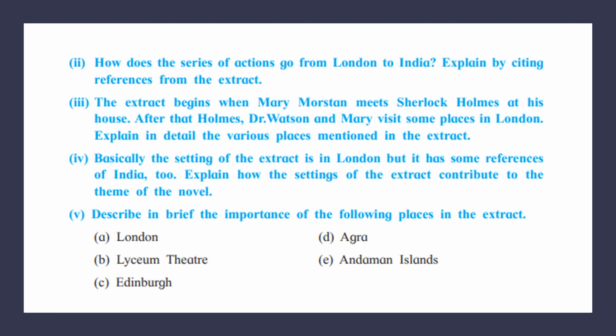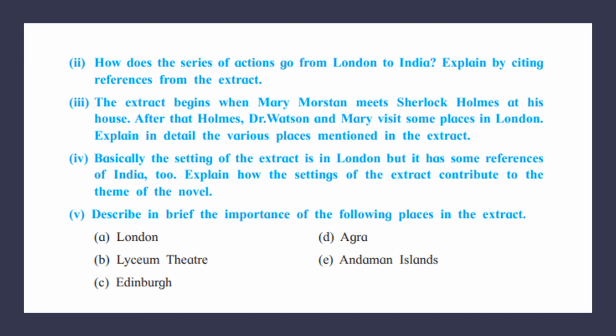Major Sholto, who was a part of the 34th Bombay Infantry, dies in London on 28th April 1882. So basically, when in London, Mary's father should have met Sholto in 1878. However, Sholto denies it. 4 years later, Sholto also dies, and within a week, Mary receives a letter. The extract begins when Mary Morstan meets Sherlock Holmes at his house. After that, Holmes, Watson, and Mary visit some place in London.